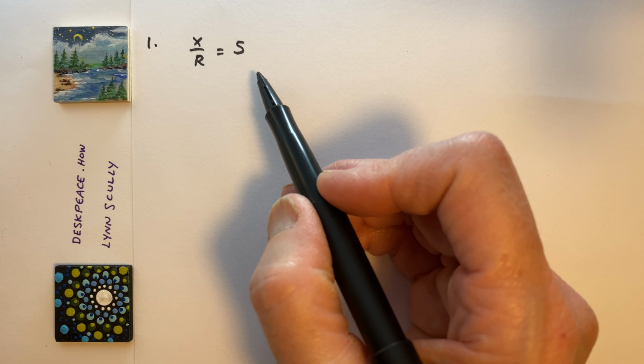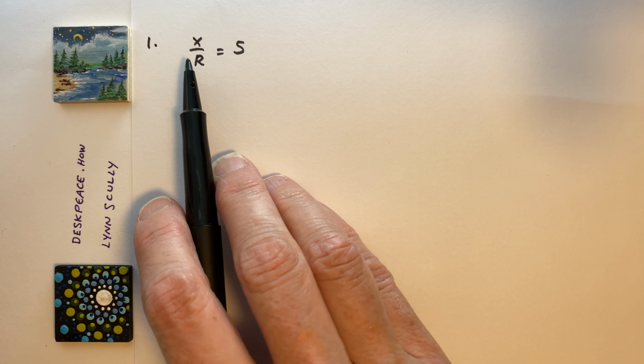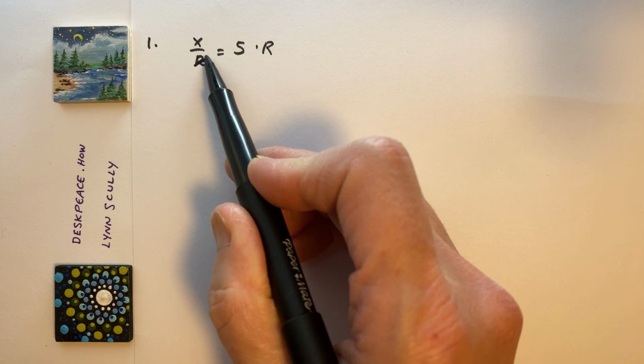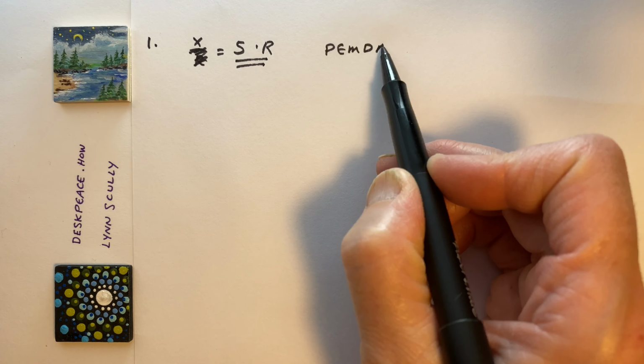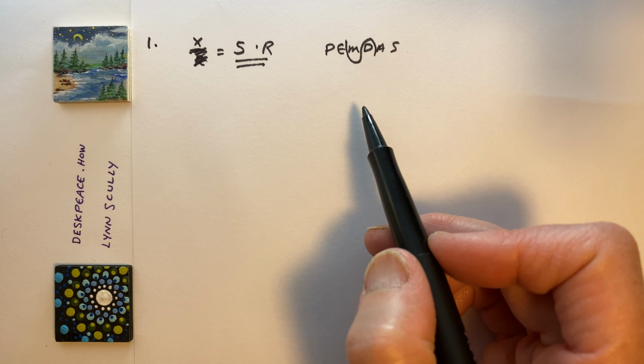Let's get started. Number 1, x over r equals 5. I want to solve for x. r is attached by division. Move it by multiplication to the other side of the equal sign, and I'm done. x equals 5r. To undo division, we use its partner, multiplication.